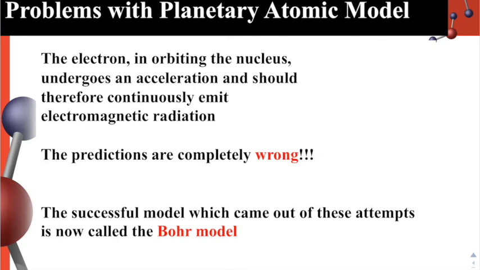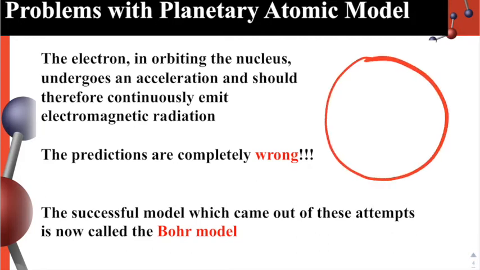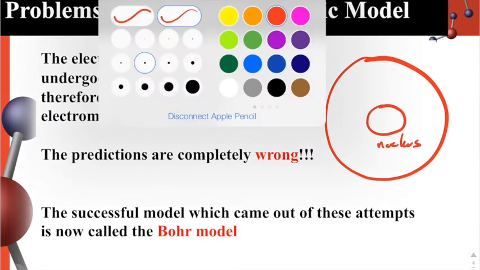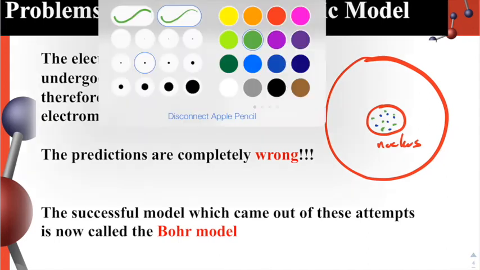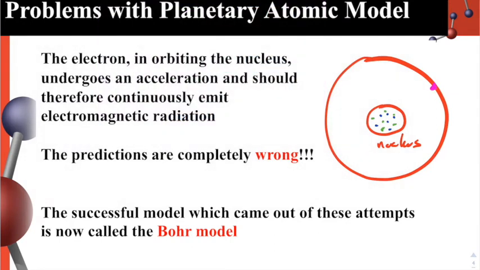We've got an atom represented by that. Here's my nucleus. And in the middle of that nucleus, you've got your planetary model. So in the middle of that nucleus, you've got your protons. And of course, you also have neutrons. And outside, you've got your electrons orbiting around the center of the atom.